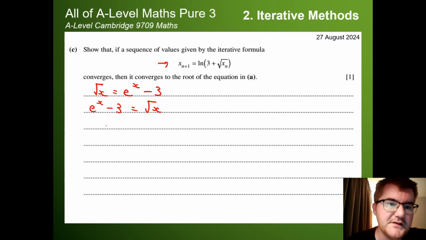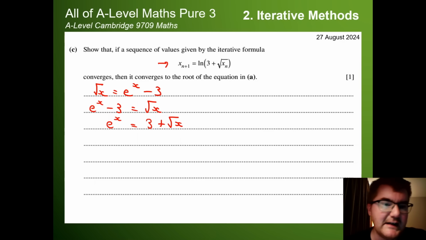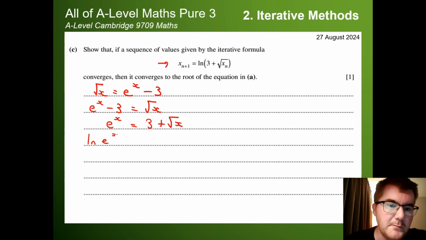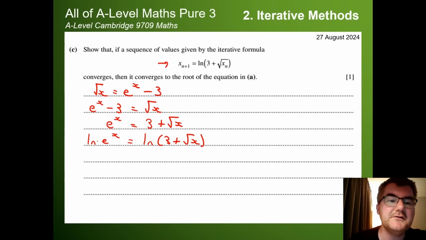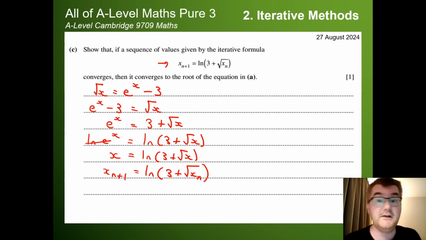So we add 3 on both sides, so we get e to the power of x equals 3 plus root x. Notice it's now looking very similar to what we have here. And now the opposite of the e function is the natural log. So we're going to do the natural log on both sides. And if we do that, this cancels, and we're left then with x is equal to the natural log of 3 plus root x, which we again write iteratively as x n plus 1 equals the natural log of 3 plus the square root of x n, which gives us exactly what we are looking for here.